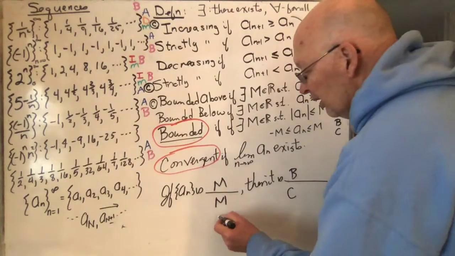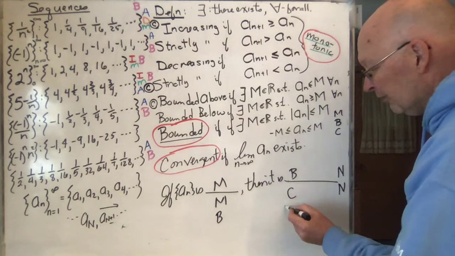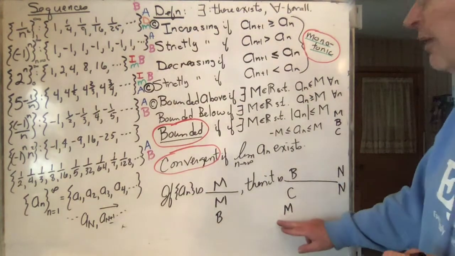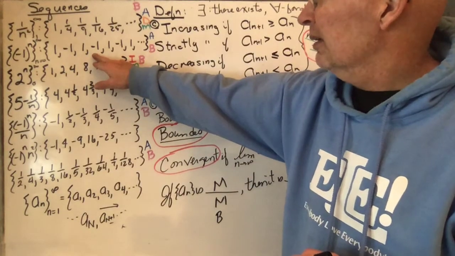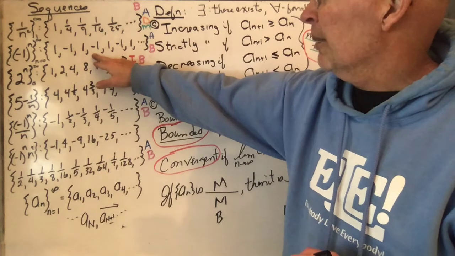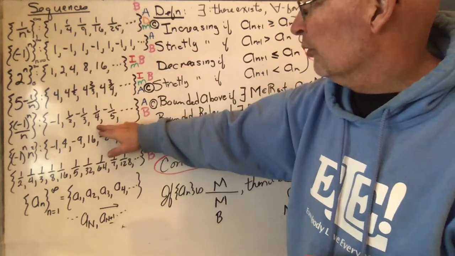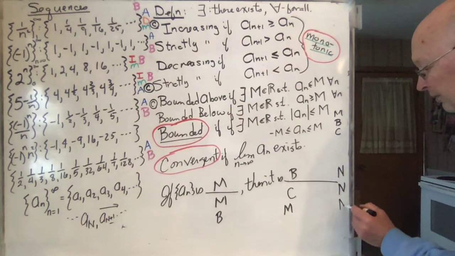How about bounded? If it is bounded, then is it monotonic? If it is bounded, is it monotonic? No. Here's one that's bounded, right? But it's not monotonic. Here's another one which is bounded, but it's not monotonic. So the answer to that is no.